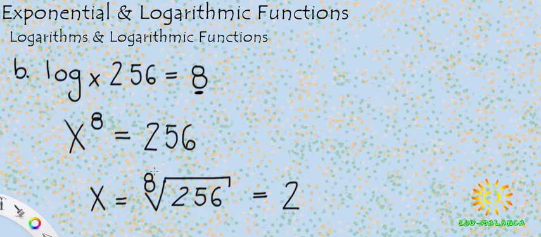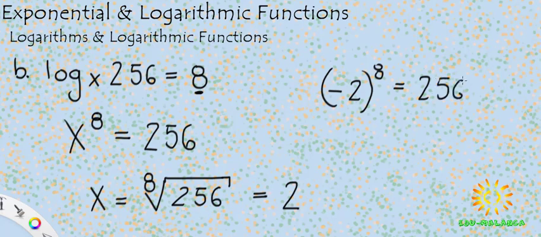But there is another answer as well, and let's not forget it. If you say negative 2 to the power of 8, you will also get 256, and so the actual answer is plus or minus 2. When you're taking roots of numbers, it's important to always remember to check whether the negative answer would also be applicable. This is especially true if the root that you are taking is an even number. So let's move on to C.